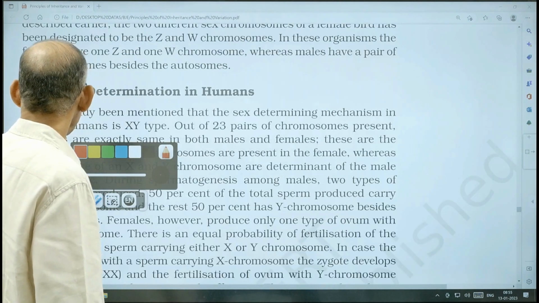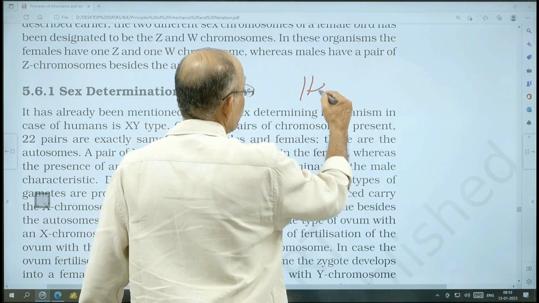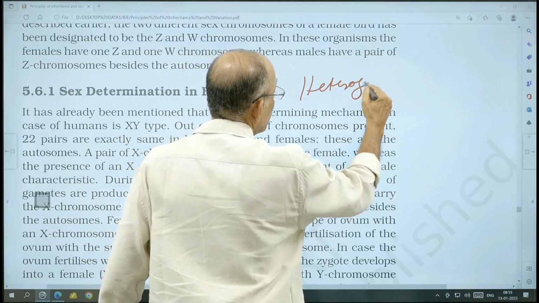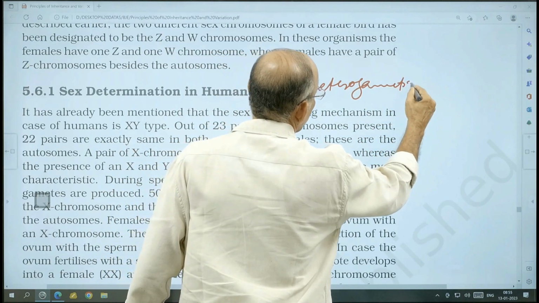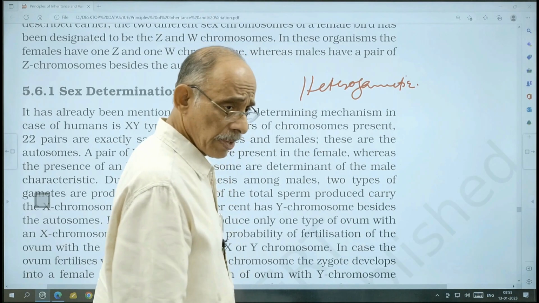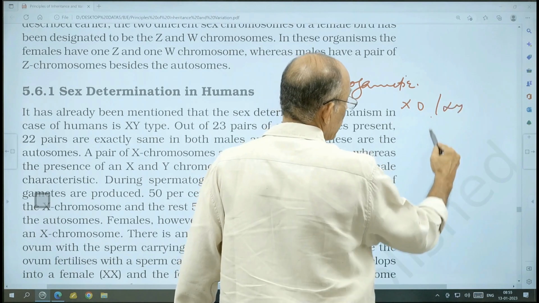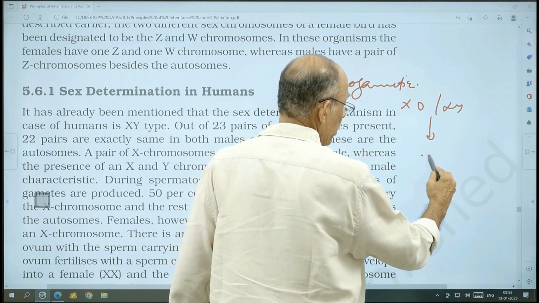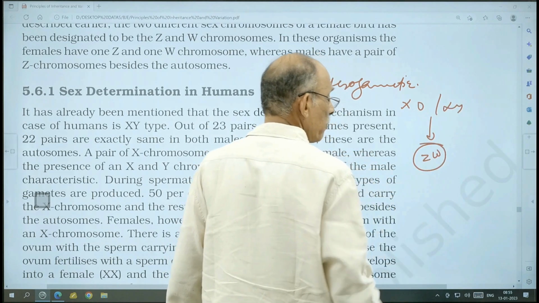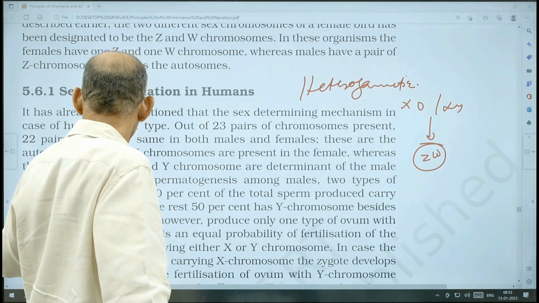And in the sex determination mechanism, it is the heterogametic individual, whether it is male or female, that will be determining the sex of the offspring. If it is in male, in this case, male is determining the sex of the offspring. If it is the female that is determining, as in domestic fowl, domestic chicken, the female is determining the sex of the offspring.